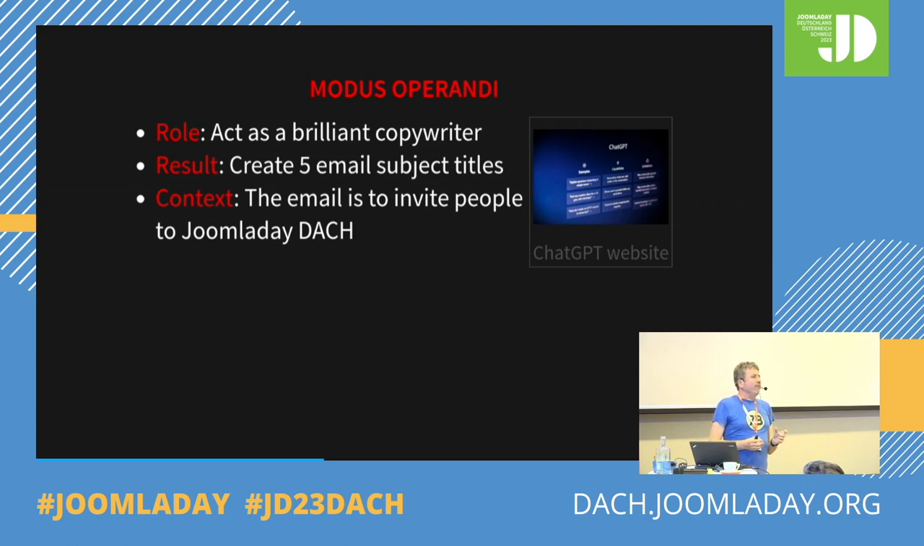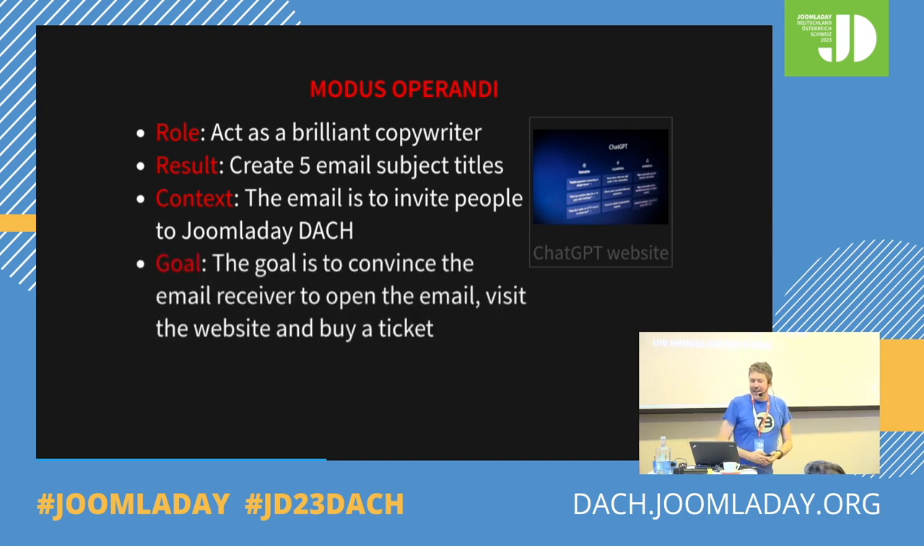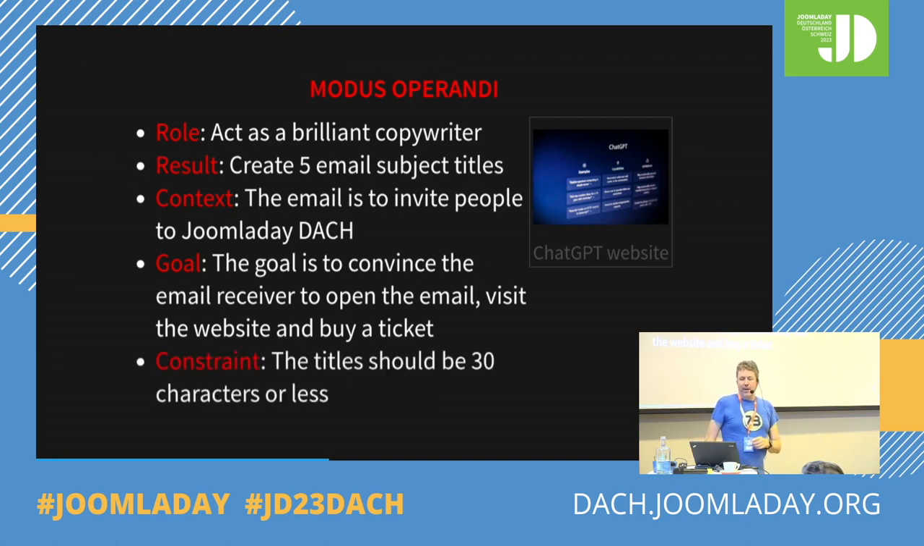Well, the email is to invite people here to JD23DACH, which actually helped because it's sold out. And then the goal is to convince people to open the email, to visit the website and buy a ticket. And finally, a constraint. The titles of the email subject should be less than 30 characters. And this is how you should work with ChatGPT. A role, result, context, goal, and constraint.